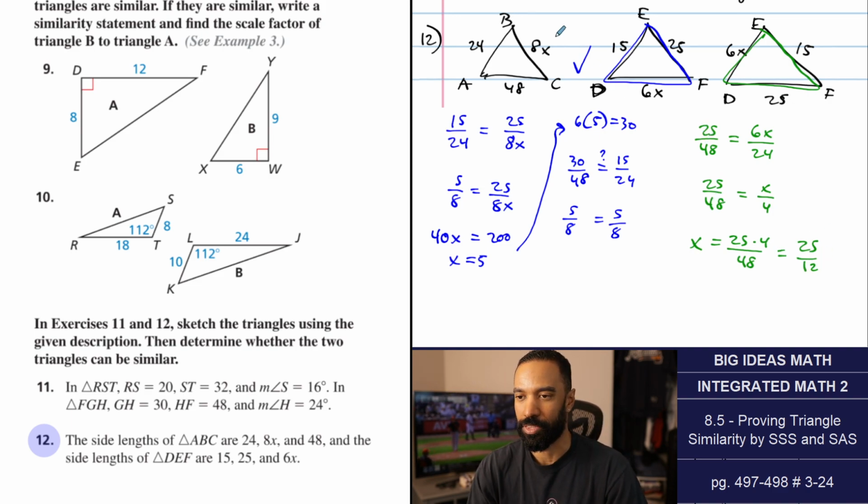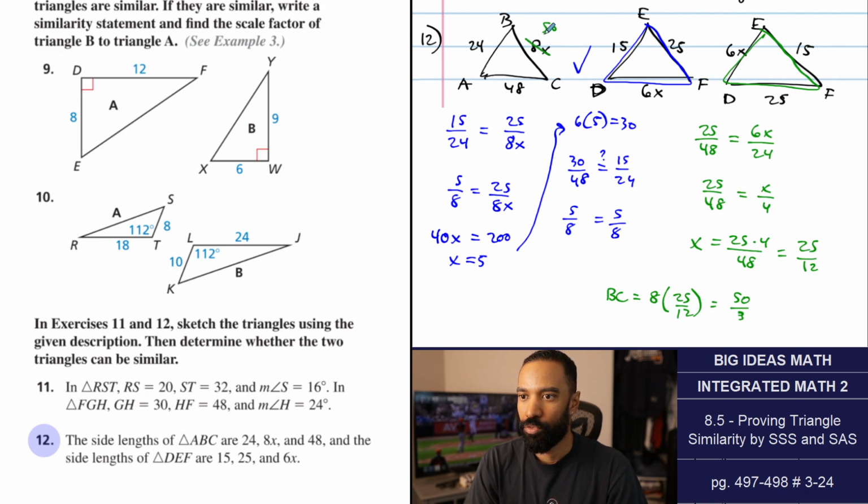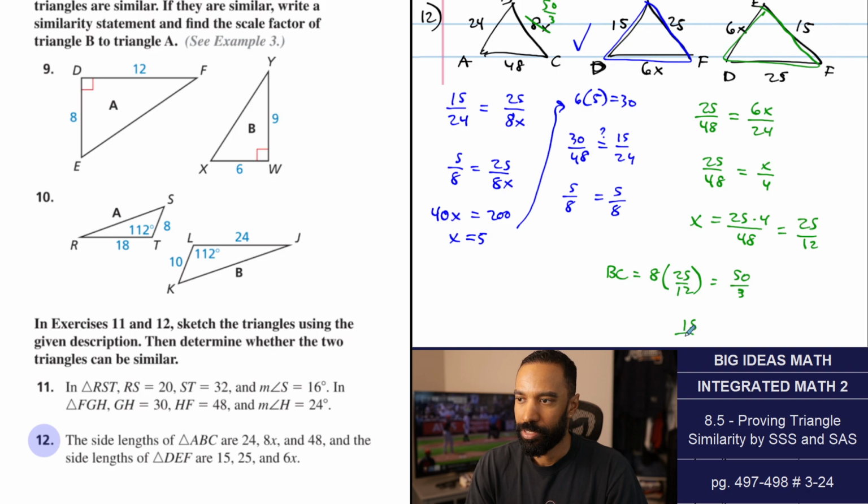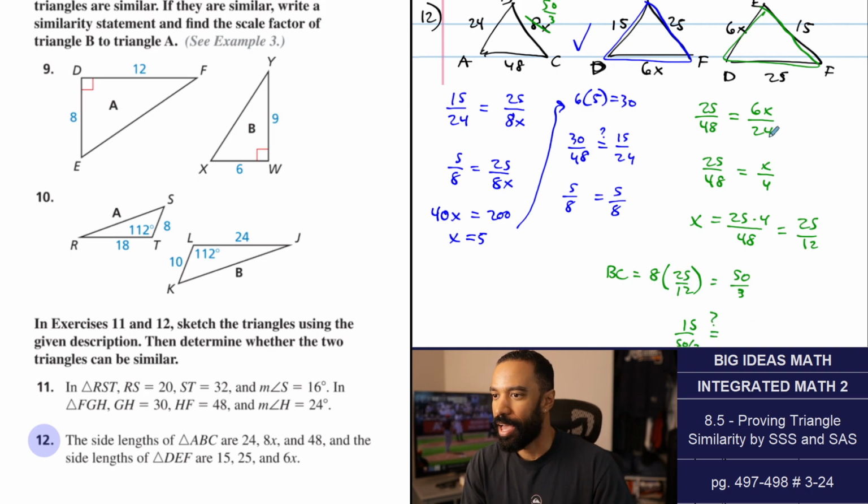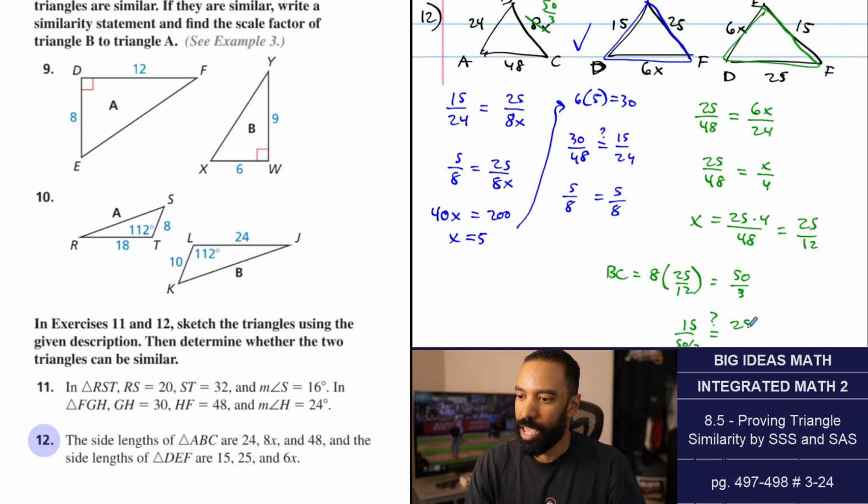Let's see if this actually works out, though. Let's see how 8x, this is like the BC. BC is 8 times 25/12, which is, 8/12 is 2/3, so 50/3. So the question is, if this is 50 over 3, does 15 divided by 50/3 equal the same thing as 25 over 48?